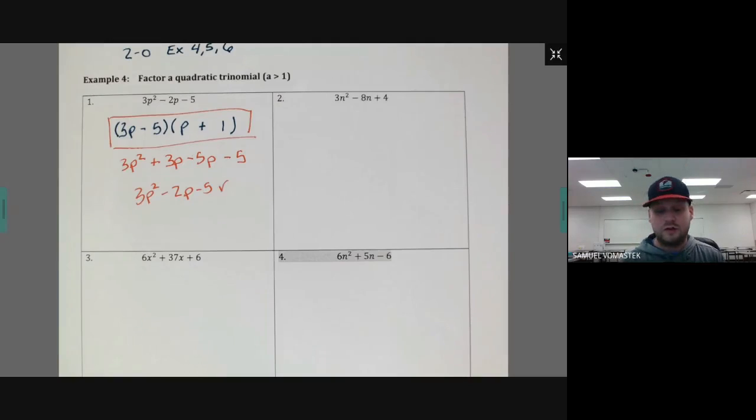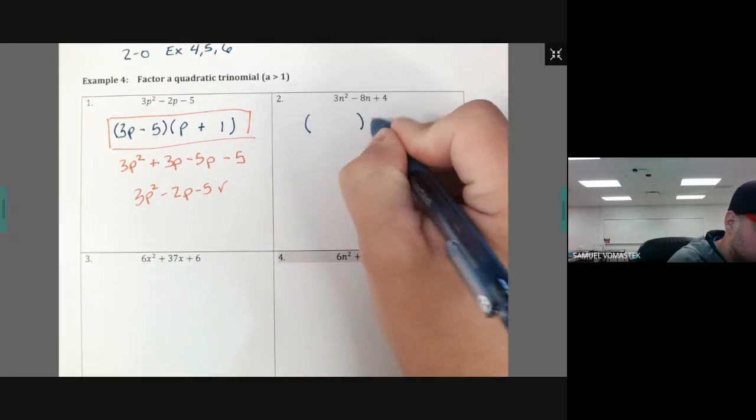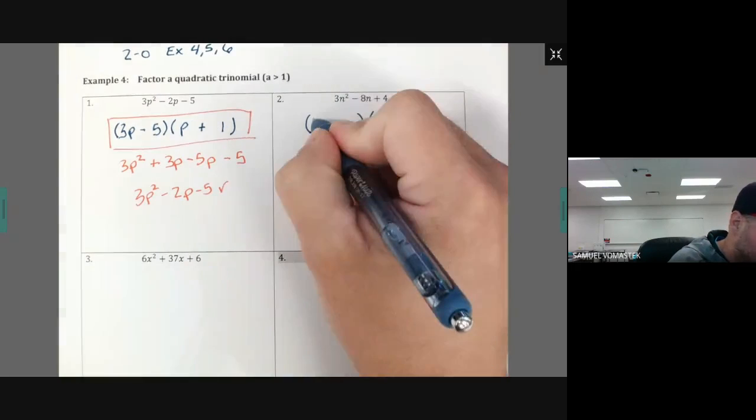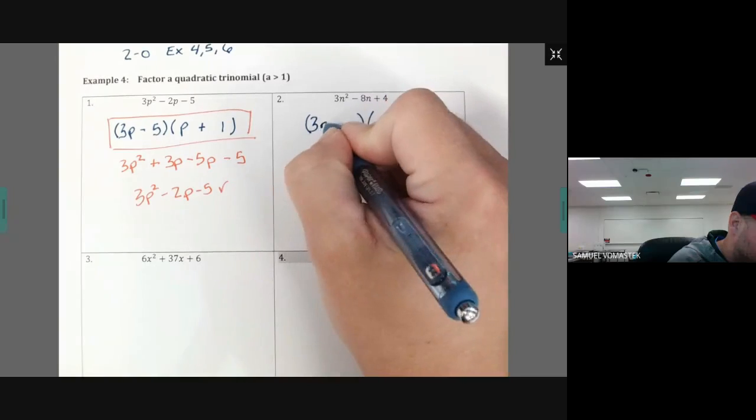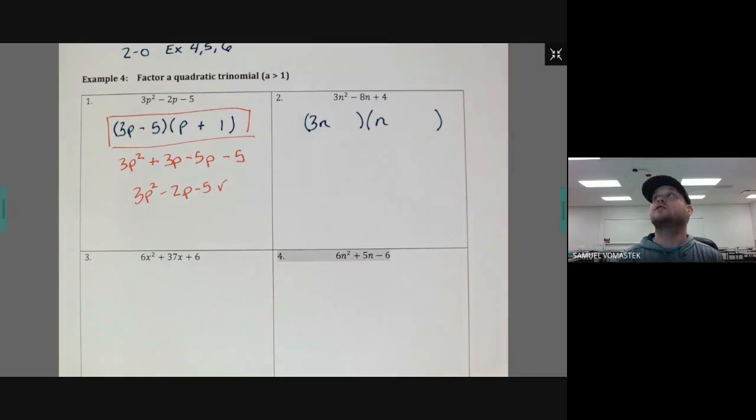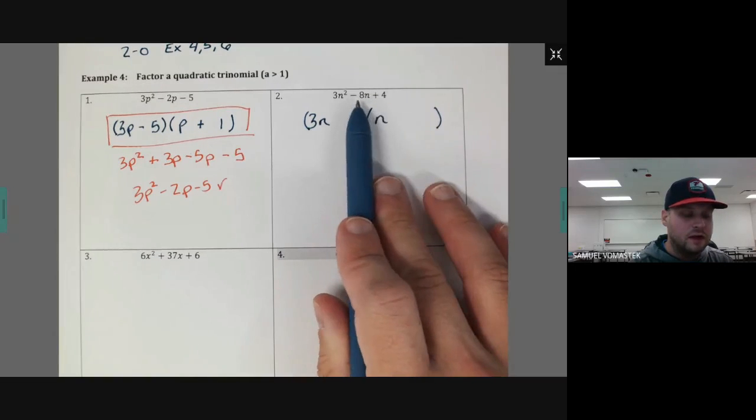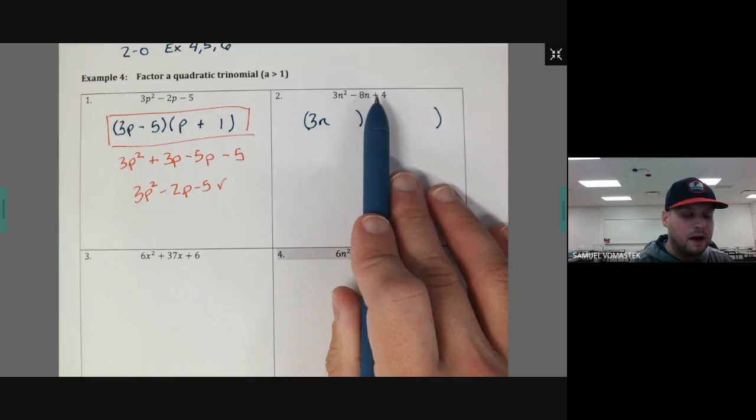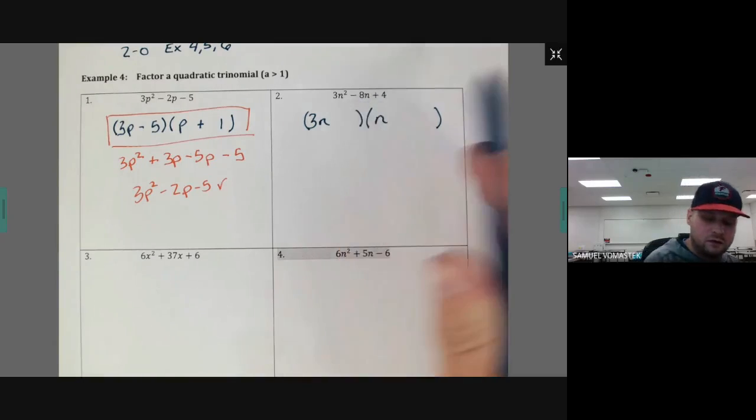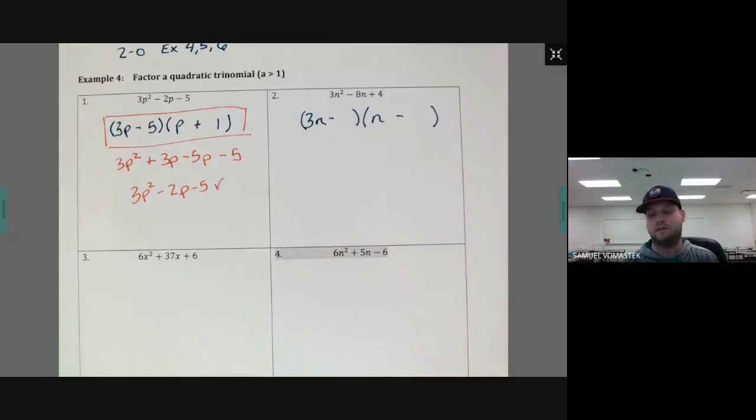For number 2, we're going to do the same exact thing. Okay, so do I have a GCF? Absolutely not. 3 terms, reverse FOIL. So I set up my 2 sets of parentheses. Only way we can get to 3 would be 3 and 1. So I have 3n and then 1n. For this one, notice we have a +4 for the n term, and then we have a negative in the middle. Whenever you have a positive on the end, a negative in the middle, both of these parentheses are going to have negative factors. From there, once again, I'm going to guess and check.